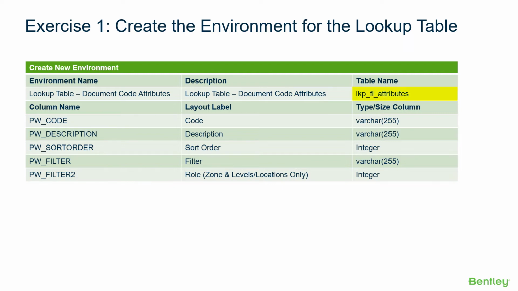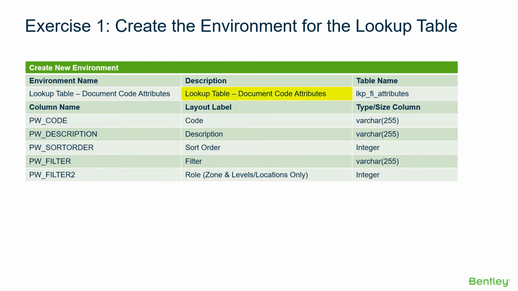In this exercise, we will create an environment used to store the lookup values. The environment table will be LKP_FI_attributes. An environment table name cannot contain spaces or special characters not supported by the database. Using a standard naming convention for lookup table environments is highly encouraged, along with a shortened name, as it will be used in the data query statements and the attribute properties.